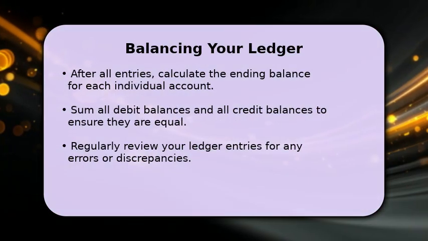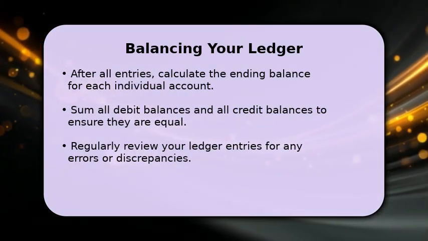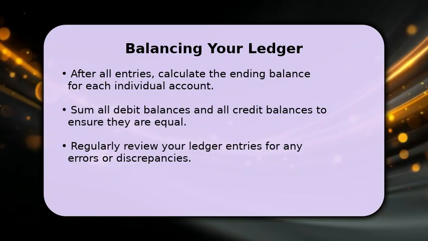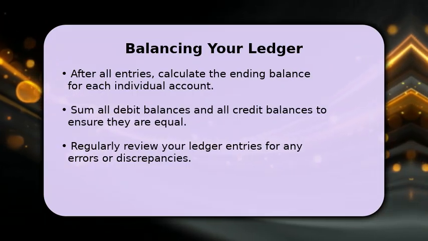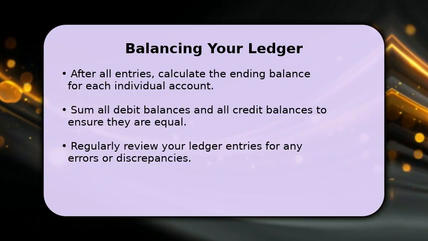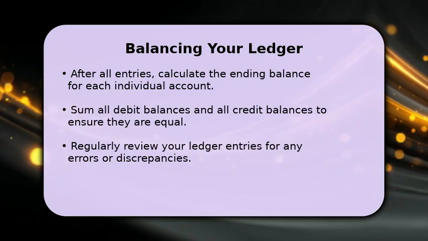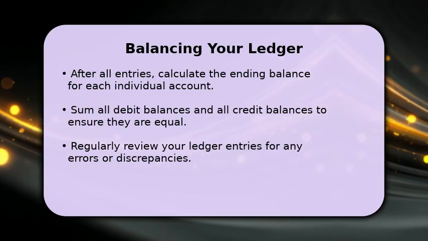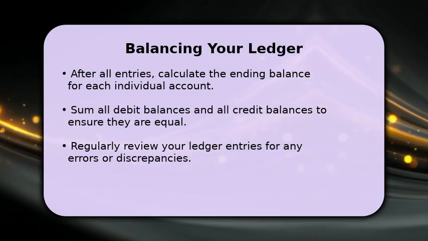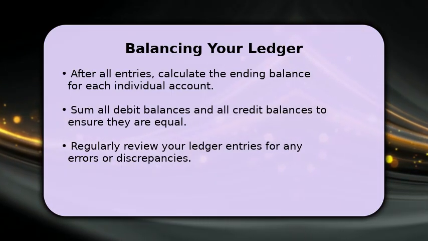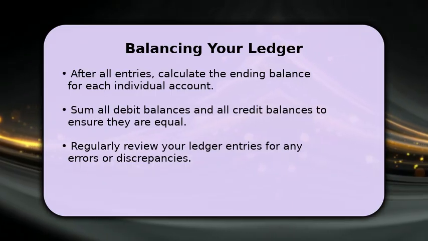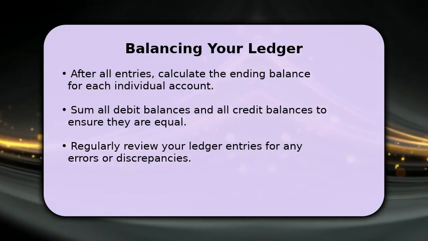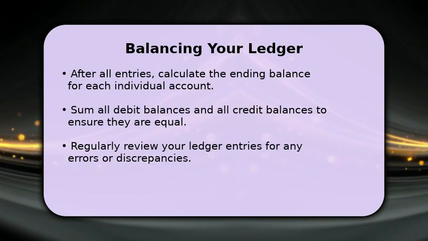Once you have made your entries, the next vital step is balancing your ledger. For each account, sum all the debits and credits to find its ending balance. Then, aggregate all the debit balances from every account and all the credit balances. These two totals must be exactly equal, confirming your books are balanced. A regular review, perhaps weekly or monthly, helps catch any small errors early, ensuring your financial records remain accurate and reliable.